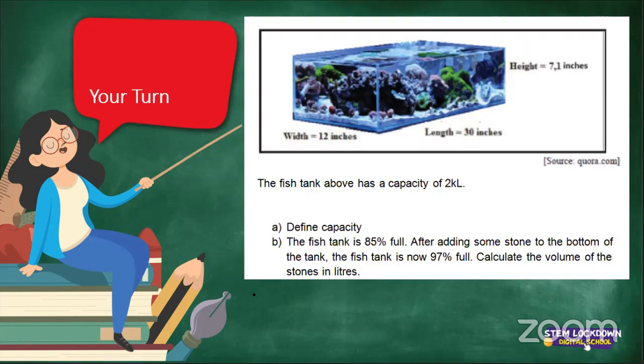We are given a fish tank. It has a capacity of 2 kiloliters, so please write it down. And then, the fish tank is 85% full. After adding some stones, you can see stones at the bottom of the tank, the fish tank is now 97% full. So it went from 85% to 97%. Calculate the volume of the stones in liters.